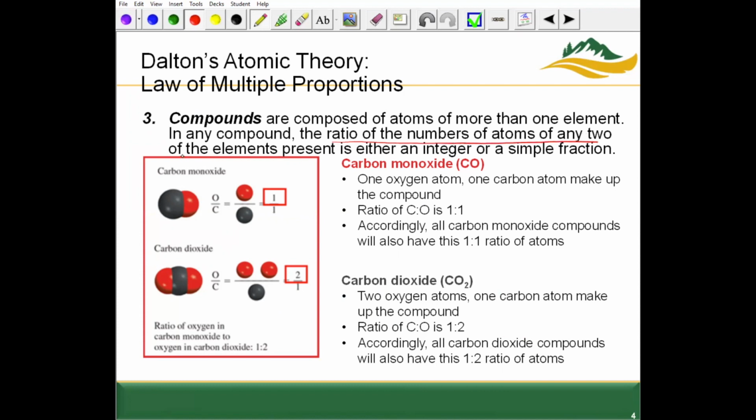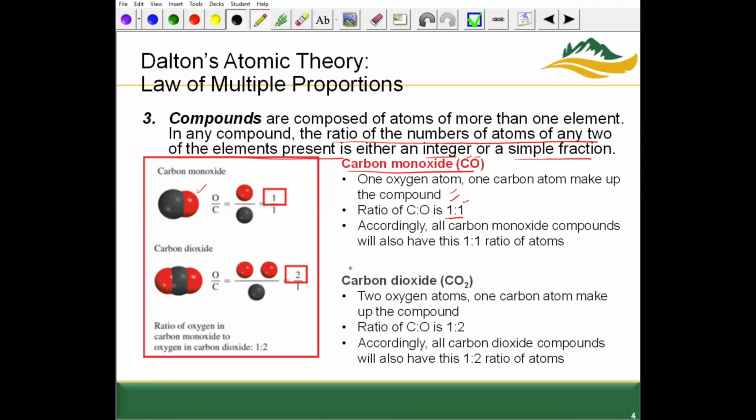So I mentioned we'd come back to this point more on the ratio of the numbers of atoms of any 2 of the elements present is either an integer or a simple fraction. For example, carbon monoxide is an example of a compound. It contains carbon and oxygen, so 2 different elements. The ratio of these 2 elements, carbon and oxygen, is a ratio of 1 to 1. This is an example of an integer ratio, right? 1 is an integer and 1 is also an integer.